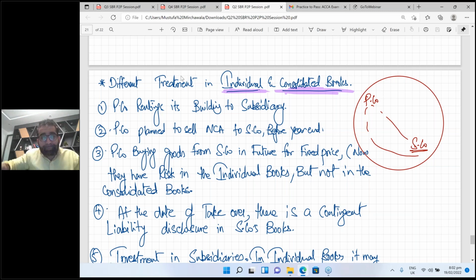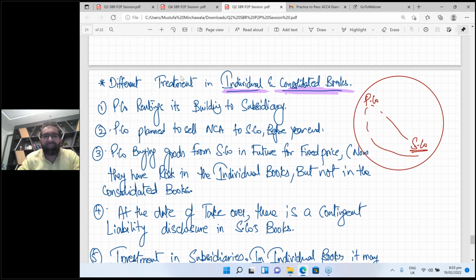But for the purpose of the group, hope you remember the whole group is a single unit for the purpose of consolidation. This building is being used within the group. That's why IAS 16 will be applied in the group accounts. So this was the first example: separate treatment in individual books, same transaction, but separate treatment in the consolidated books.